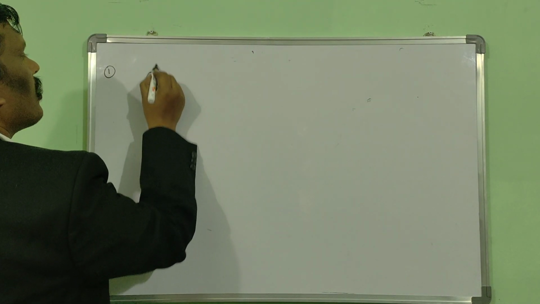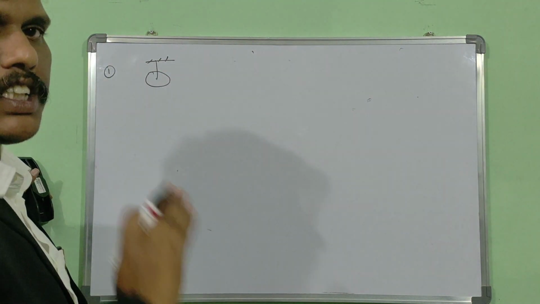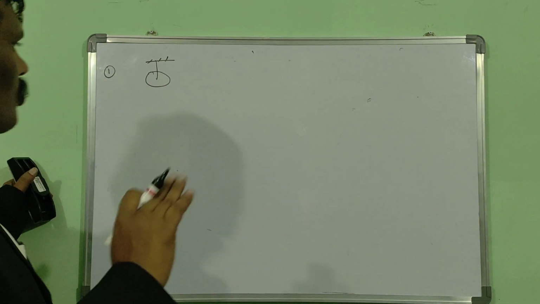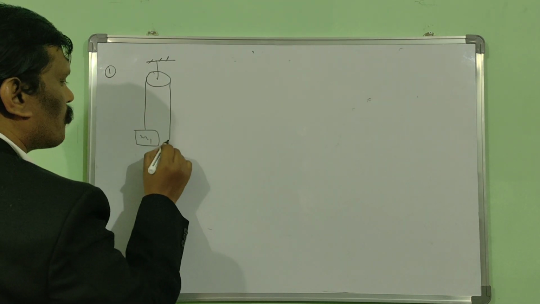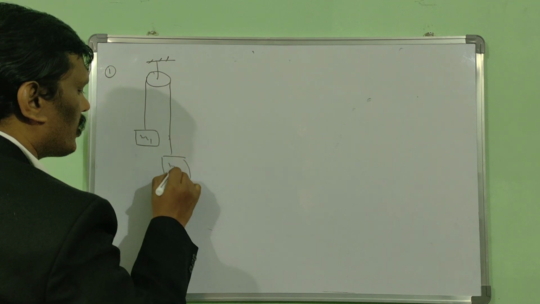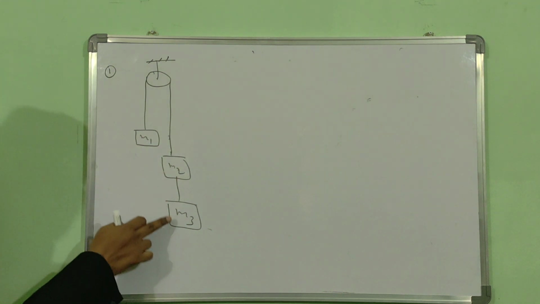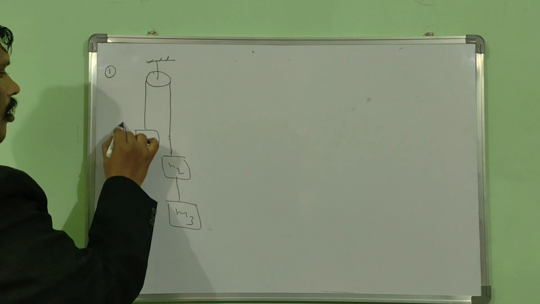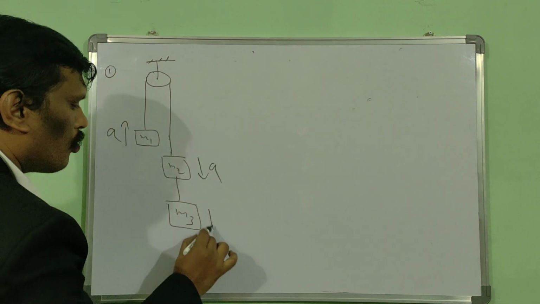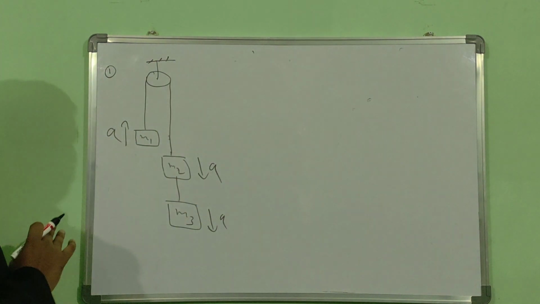Suppose this is the pulley. In this session, all the pulleys are light and frictionless, and all the strings are inextensible. So I am going to consider a string. Here one mass I am going to consider M1, and here I am going to consider two masses, M2 and M3. Now what is the acceleration of the system? All the bodies will definitely move with the same acceleration, because all are connected bodies.